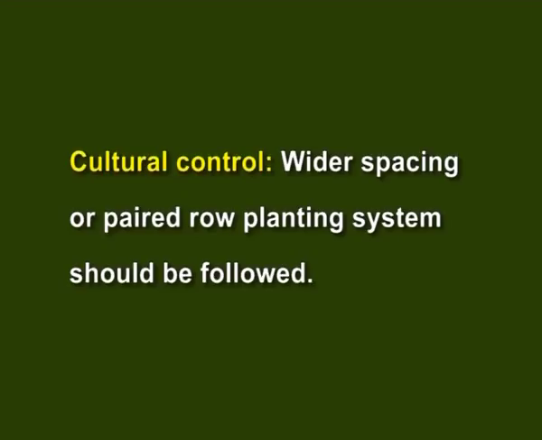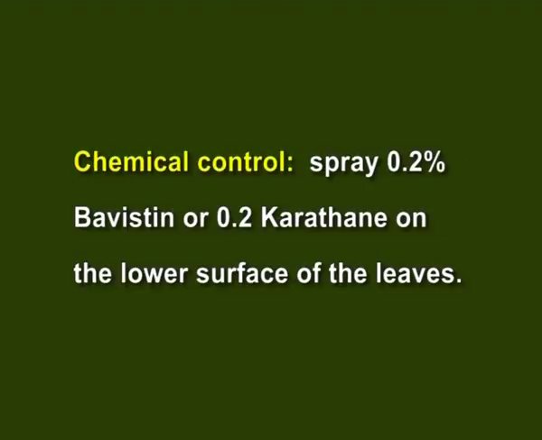The loss due to mildew is around 5 to 10% annually, besides causing depletion in nutritive value. Management. Cultural control. Wider spacing or paired row planting system should be followed. Chemical control. Spray 0.2% Bavistin or 0.2% Karathane on the lower surface of the leaves.